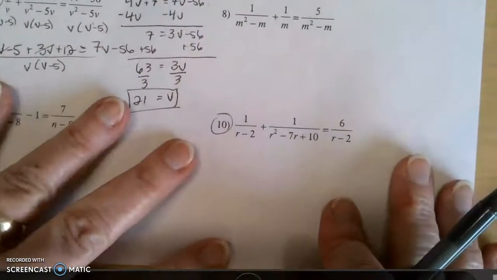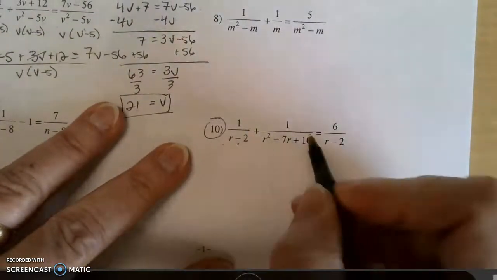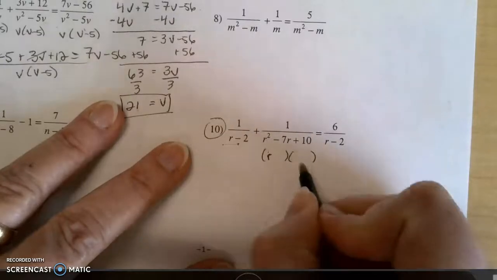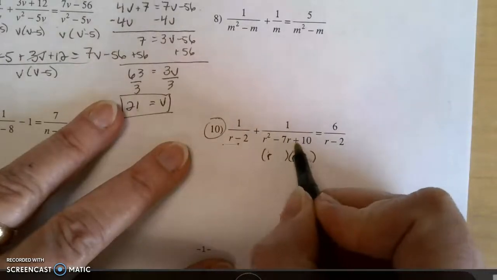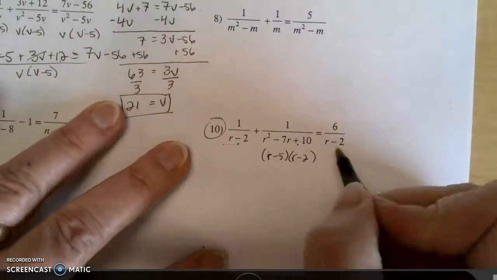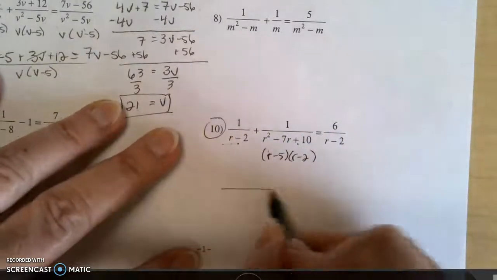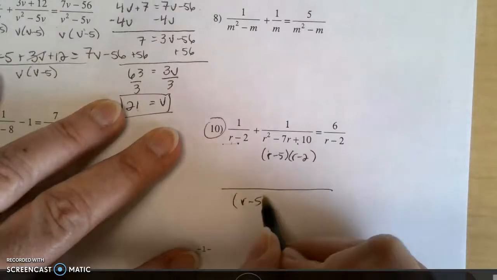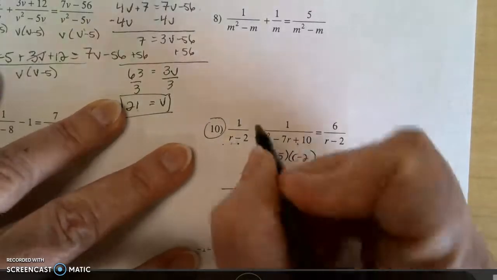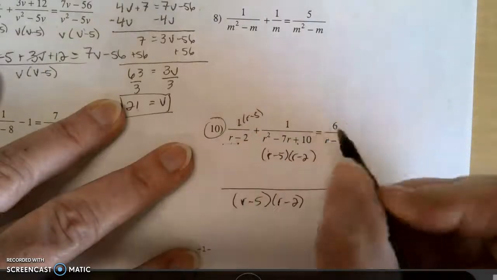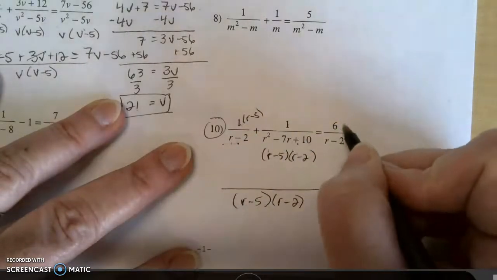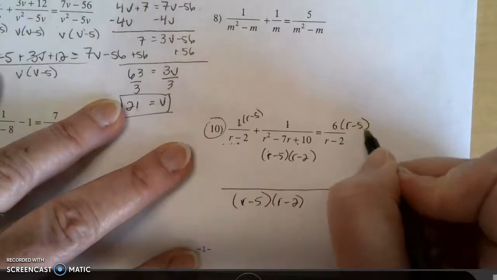Okay, I've got r minus 2. Let's factor this. I'm going to guess one of them is r minus 2. I need same sign, both negatives. So r minus 5, r minus 2. This one, so my denominator is r minus 5 and r minus 2. So this one needs the r minus 5. This one doesn't need anything. And this one also needs r minus 5.